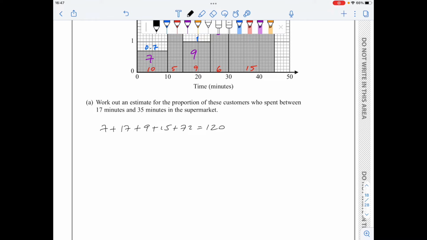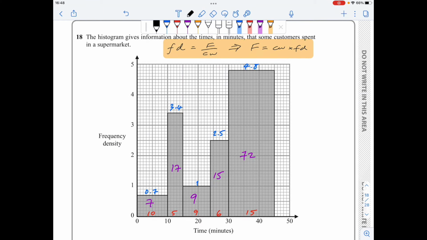Now I want the number of customers between 17 and 35 minutes. Now 17 to 35 takes 3 bars: part of the third one, the fourth one, and part of the last one. Now if I go back to my graph, I need from 17 to 24. So I want this region. 24 to 30 is the whole of the fourth bar. And 30 to 35 is a third of the last bar. So let's find the area of each of those highlighted bars.